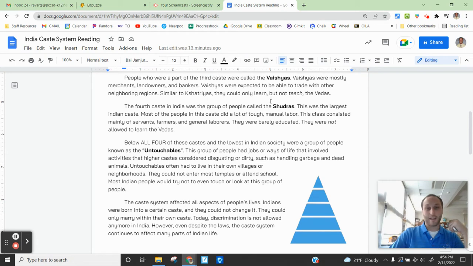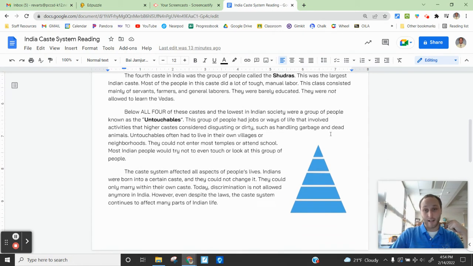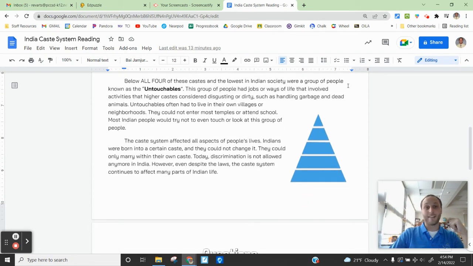Below all four of these castes, and the lowest in Indian society, were a group of people known as the untouchables. This group of people had jobs or ways of life that involved activities that higher castes considered disgusting or dirty, such as handling garbage and dead animals. Untouchables often had to live in their own villages and neighborhoods. They could not enter most temples or attend school. Most Indian people would try not to even touch or look at this group of people.